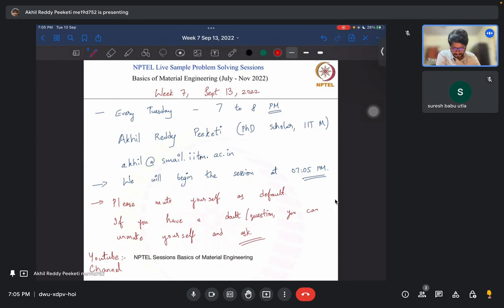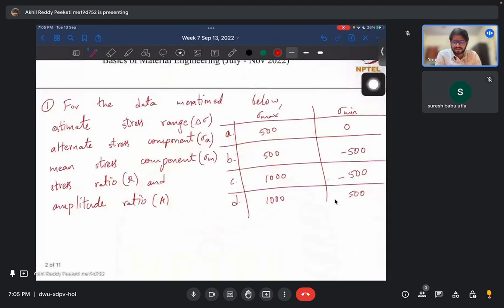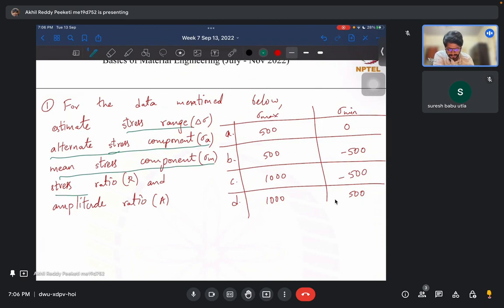So this week was mainly about cyclic loading of the systems, not static loading. So we'll have fatigue kind of failures. The first question is related to that. Here we are given four different cases where sigma max and sigma min were given. Our job is to find the stress range, alternate stress component or the amplitude, mean stress component, stress ratio and amplitude ratio.